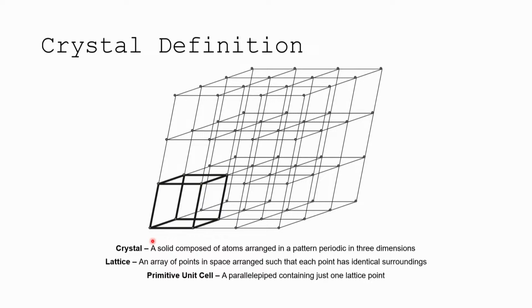You're basically defining an array of points, a three-dimensional periodic array, a lattice, arranged so that each point within the lattice looks the same, right? The surroundings are all the same. The primitive unit cell contains just a single lattice point. So if I have a face-centered cubic, the primitive cell doesn't look cubic, right? Okay.